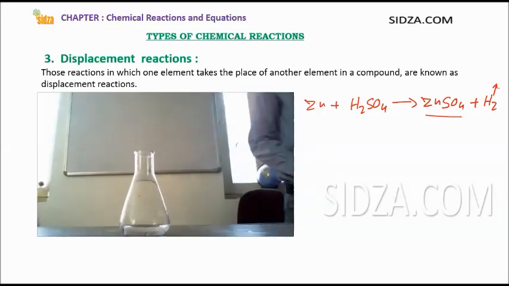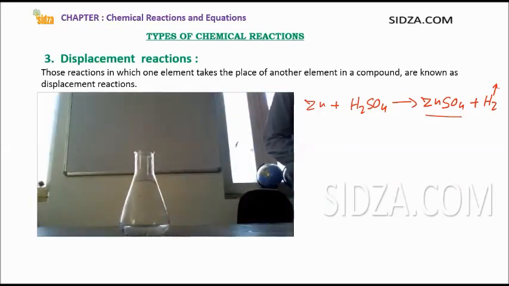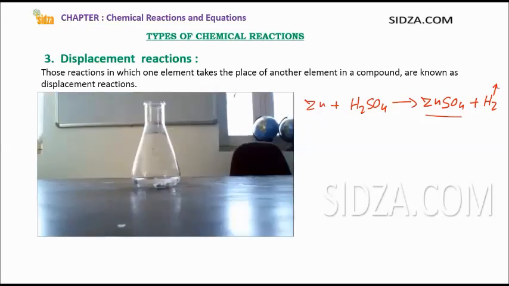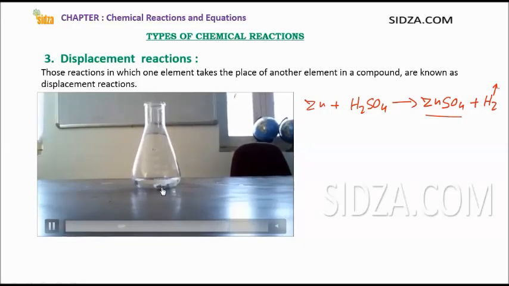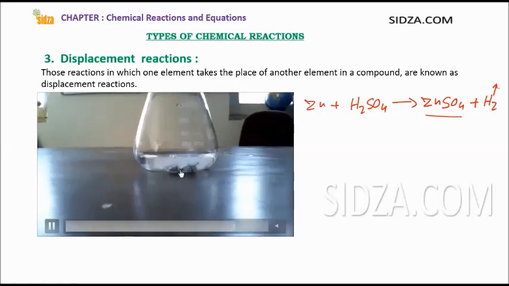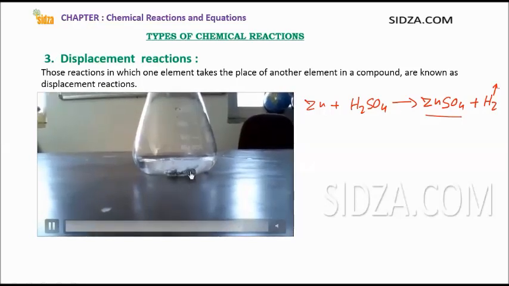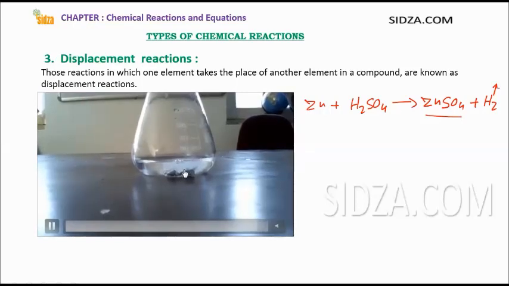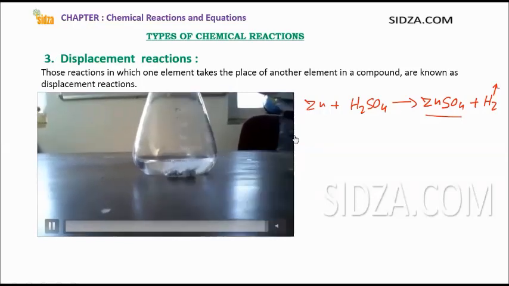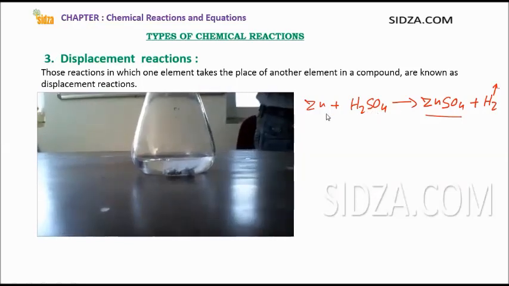You'll see the bubbles of the gas will start, right? You'll see here, over here at the bottom, you can see some gas bubbles start forming. Okay, so this is what? This is the hydrogen gas. You can see the bubbles coming out. This is the gas, hydrogen gas actually. This is H2 gas, which is formed from the sulfuric acid. Why? Because zinc is a more reactive metal. It can displace the hydrogen from sulfuric acid and form the zinc sulfate and the hydrogen gas.